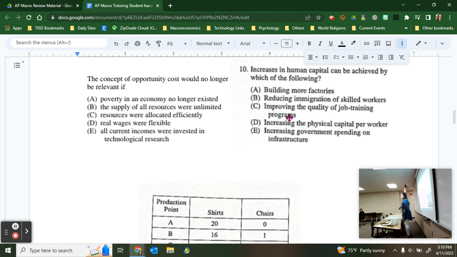That's capital. Okay, so human capital can be achieved by which of the following? This is going to be improving the quality of job training, I'm assuming programs. A is capital. B is labor. C is human capital. Okay, that's the right answer.